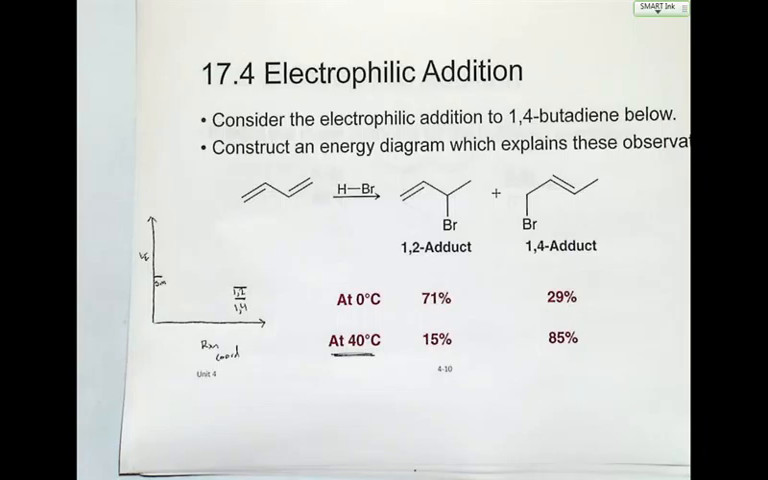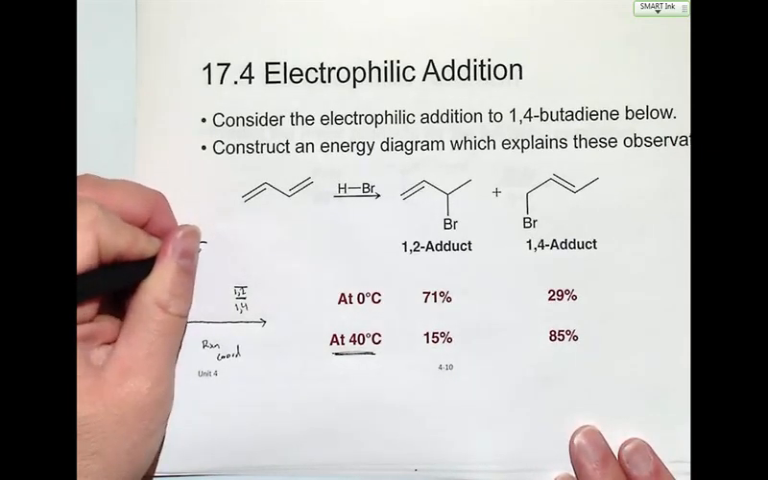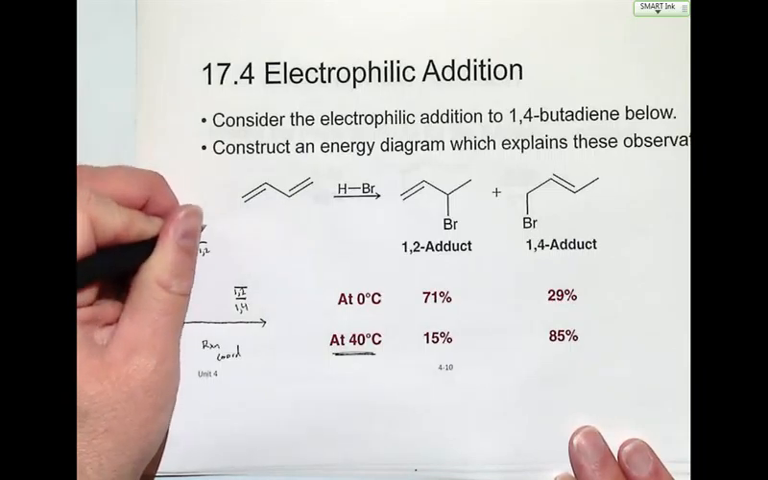Yeah. So let's look at 0 degrees Celsius. We're providing less energy at 0 degrees Celsius, right? Less kinetic energy is available. And at that point, we're forming more of the 1,2 adduct, right? So it's going to have a lower transition state for the 1,2 because we don't need to provide as much energy to it. So the 1,2 should be lower in the transition state than the 1,4.